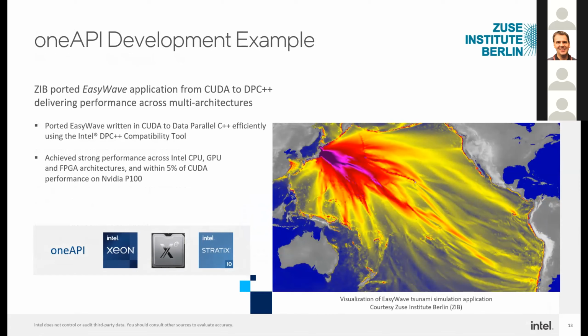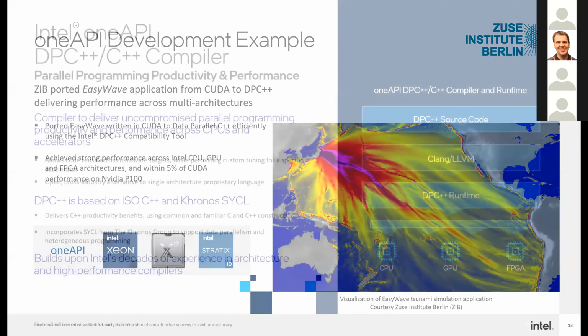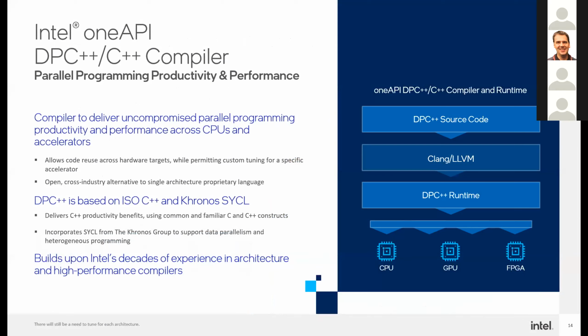I don't want to steal the thunder for the presentation for tomorrow. So this is an application that was using the compatibility tool in order to turn it into a DPC++ application that was running on different hardware. We're going to learn more about it. I think the ZIB colleagues are very proud of their solution and the performance gain that they got out of it. In terms of DPC++, I don't want to spend too much time on it.